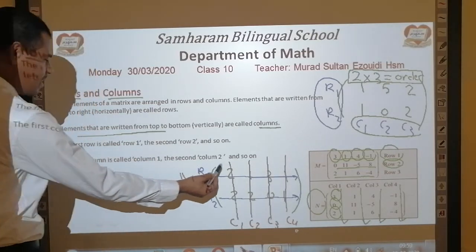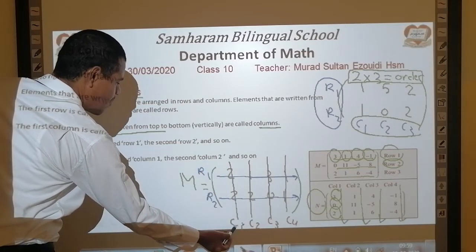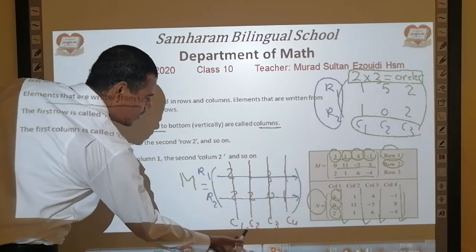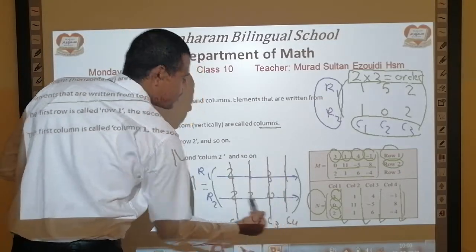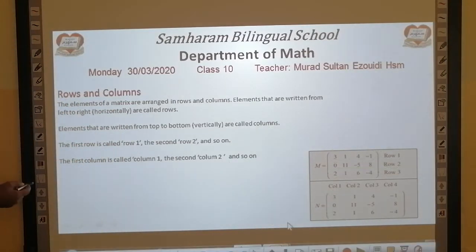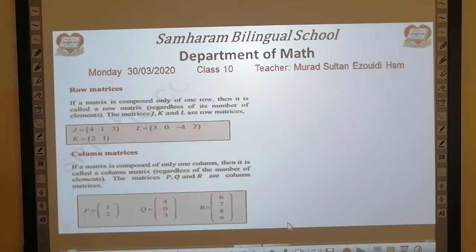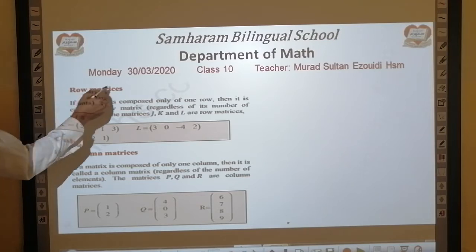The first column, my kids, is denoted by C1, meaning column 1. The second column, C2. The third column, C3. The fourth column, C4, and so on. Then, rows of a matrix. Let's start with rows of a matrix.